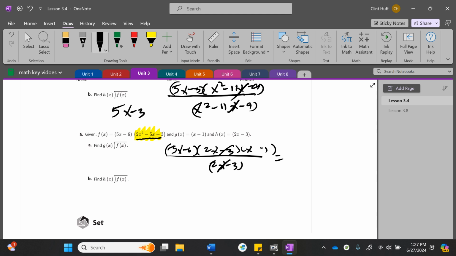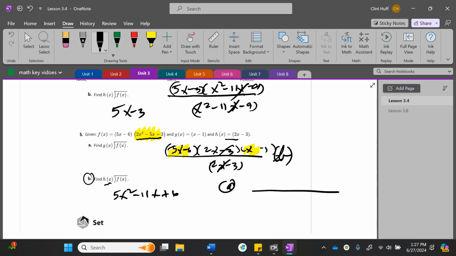Oops, I just did part B first. This is part B, because I divided by 2x minus 3, I divided by h at x. So that'll leave me the 5x minus 6 and the x minus 1. So on this part, it's 5x squared minus 11x plus 6, and I'm getting that by multiplying together the two remaining factors. All right, so now I'll do part A.